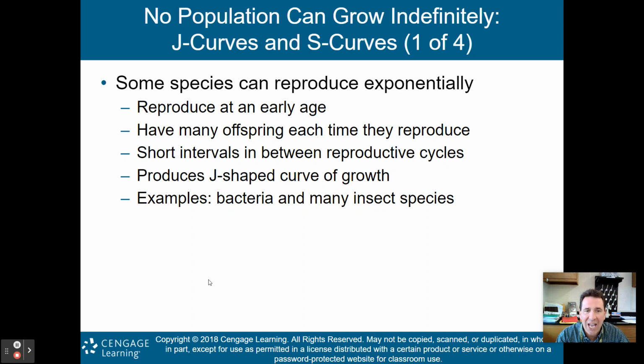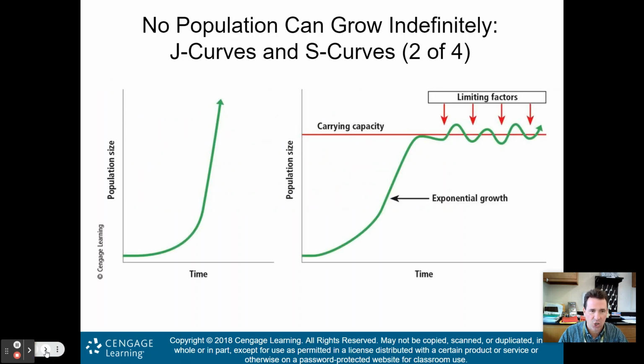They produce a J-shaped curve of growth. Examples, bacteria and many insect species, right? Insects reproduce right away. They have many offspring, and they have very short intervals in their reproductive cycle. So they produce more of a J curve, or an exponential type curve of reproduction. This is a J curve, and I'm going to show you that right here. So this is your J. It looks like a J, right? We have time, population size, and that population size just grows exponentially.